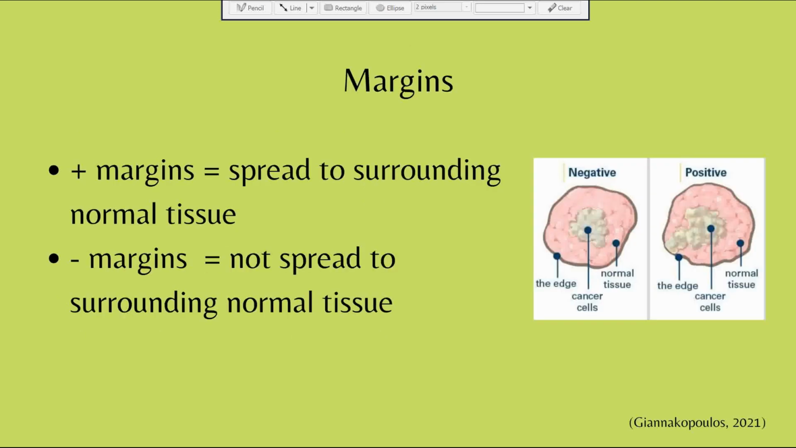Margins are important, especially when it comes to surgical removal of the tumor, because positive margins put the patient at risk of metastasis. Therefore, surgical intervention is needed to produce negative margins so the surrounding normal tissue is unaffected.